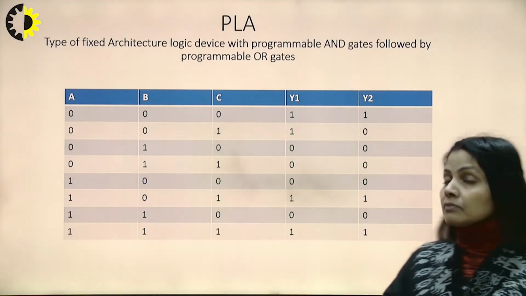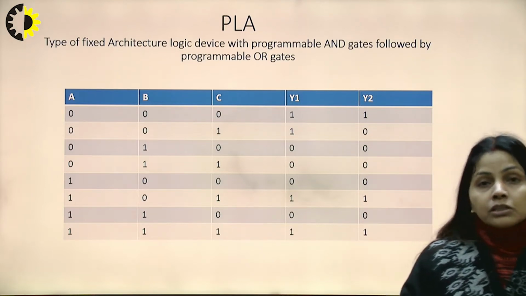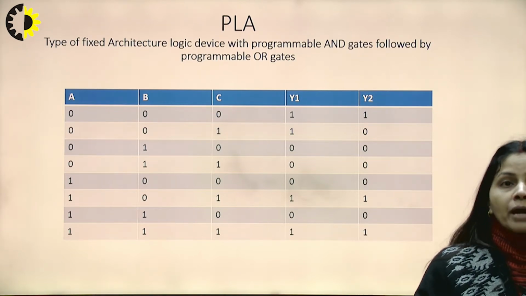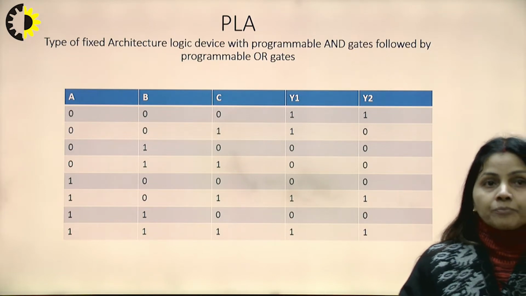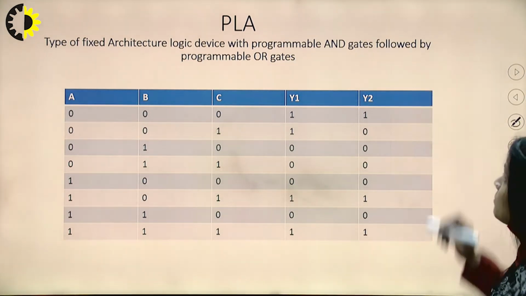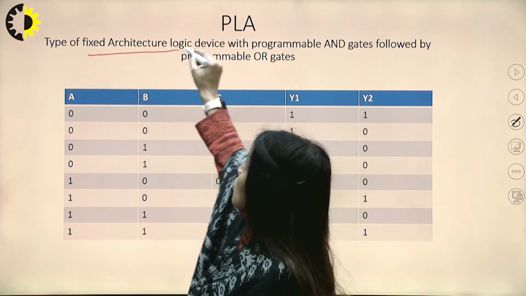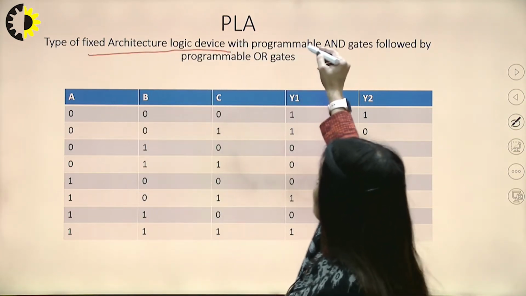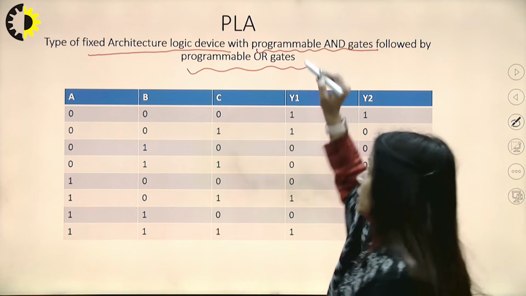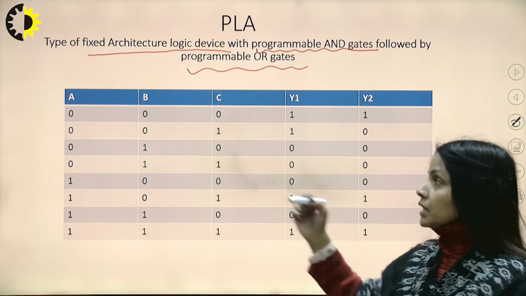So this is a kind of fixed architecture which is using programmable AND gates and also programmable OR gates. Okay, so here the point is, in PLA, this is a fixed architecture logic device with programmable AND gates and programmable OR gates, right? So now let us understand how to make it.